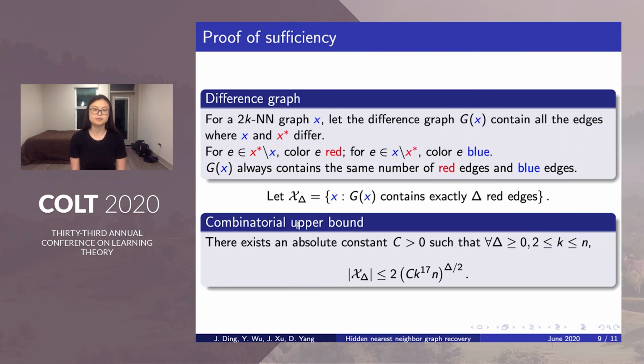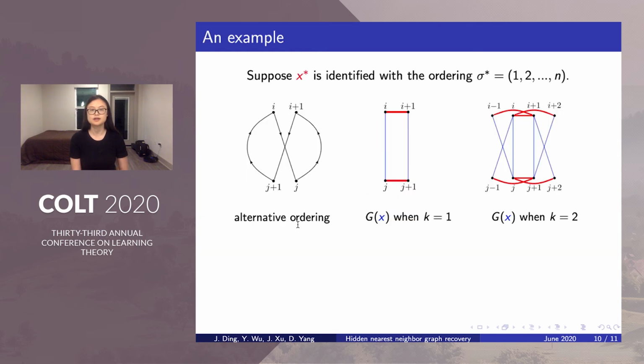So to that end, we're going to use the following combinatorial upper bound. However, the counting arguments that led to this upper bound are the most challenging part of our proof. And we're not going to have the time for the full proof here. However, I would like to just use a simple example to illustrate where this upper bound comes from. This example, by the way, also explains why when you go from k equals 1 to k equals 2, all of a sudden there's this decrease in the difficulty of exact recovery.